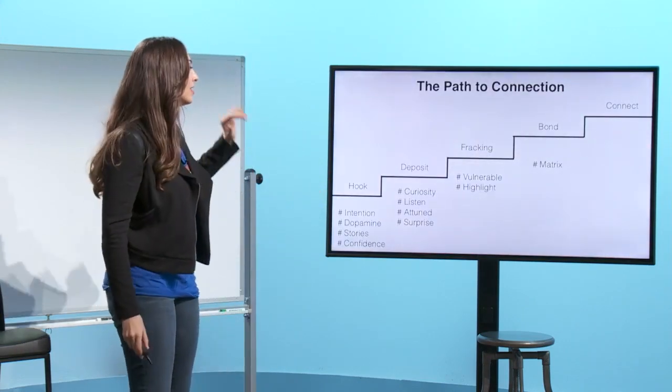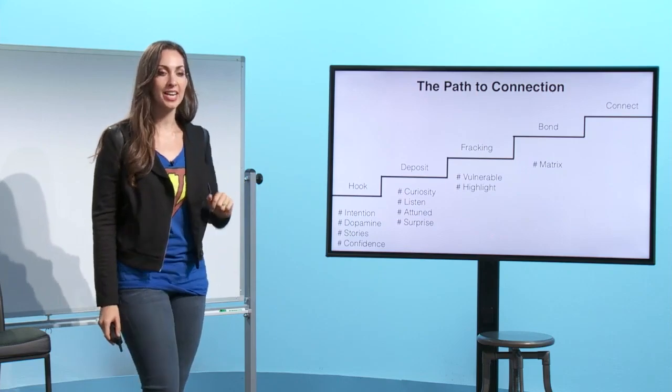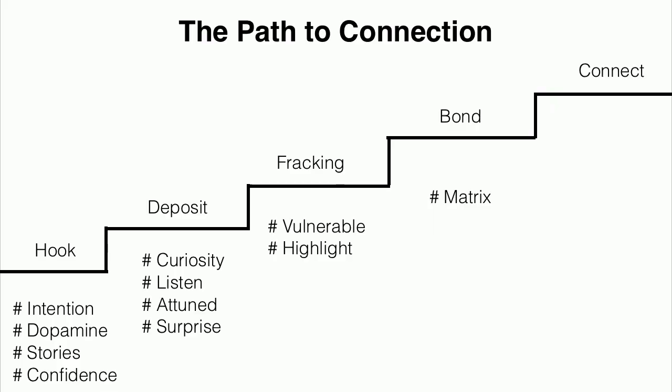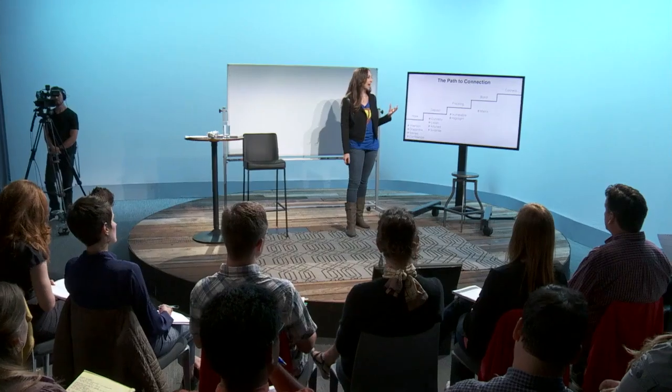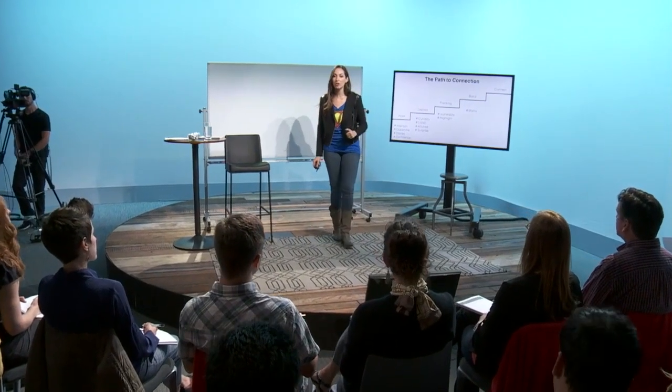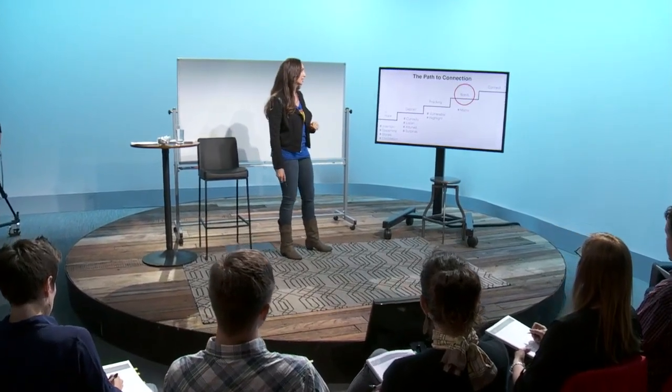So we are in the bonding section of the path to connection. We learned our first impression. We learned how to make emotional deposits when we're meeting someone. We learned how to crack a little deeper, fracking into their emotional needs. And now we're in bonding, which is the final and last step on the path to connection. Yesterday, I taught you how to read someone's matrix. And today we're going to talk about how to optimize it.